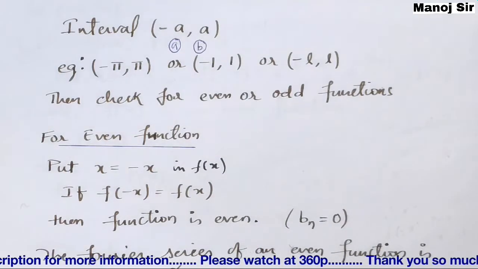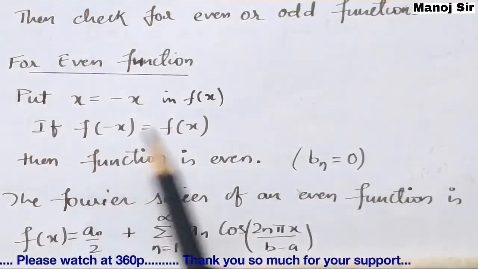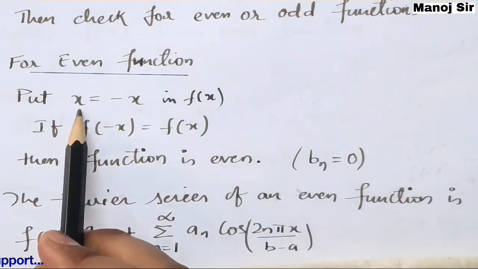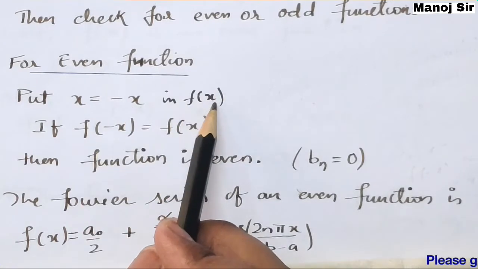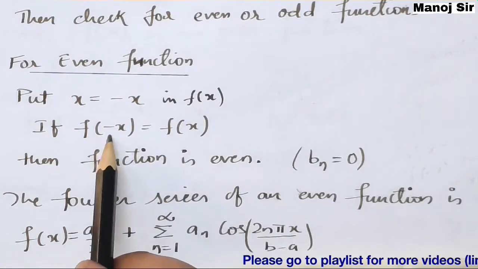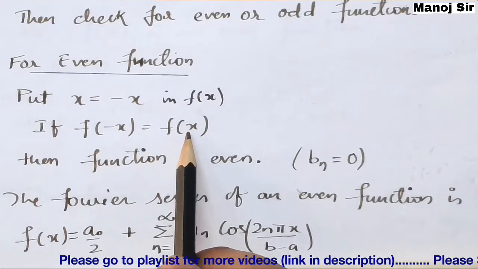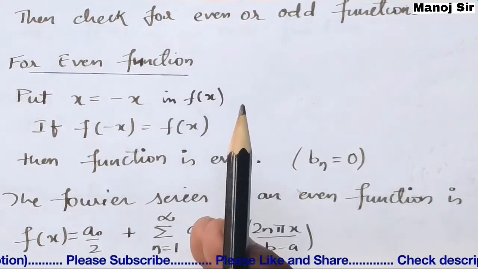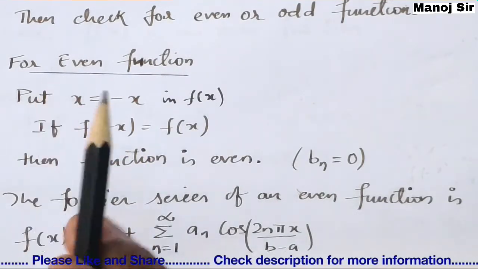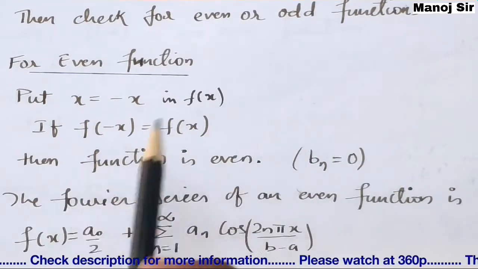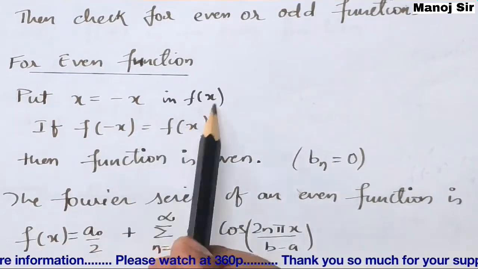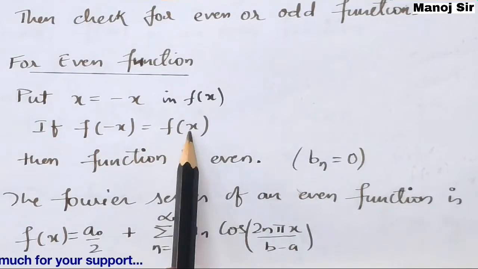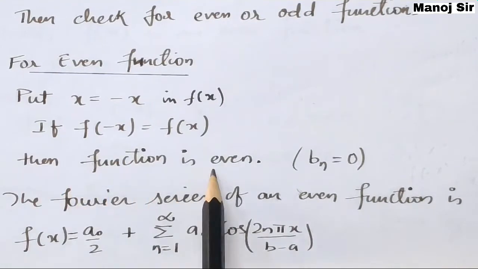First we will check for even function. To check whether the given function is even function or not, we will put x equals to minus x in that given function, that is f of x. So if f of minus x becomes f of x, then we can say that the function is even function. I am repeating this once again. If you want to check whether the given function is even or not, we will put x equals to minus x in the function f of x. If f of minus x becomes f of x, in that case we will say that the given function is even function.